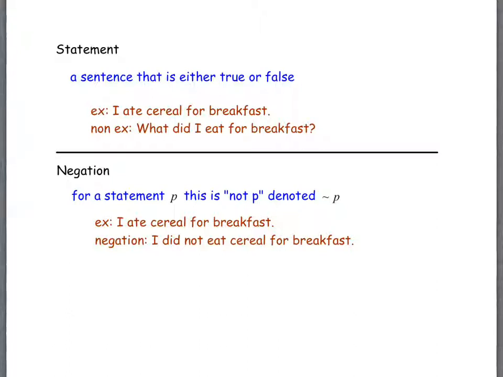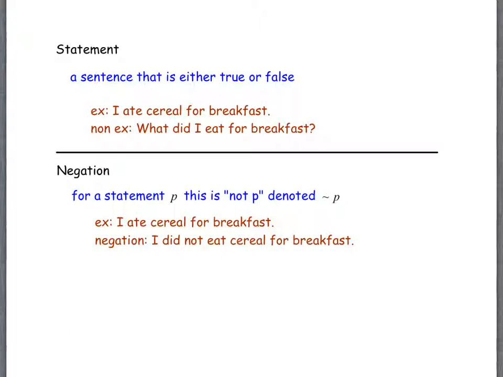A negation, so if we have a statement that we call with this little letter P, and we want to talk about the negation, the opposite of it, we put this little tilde in front of it. We read this as not P, the opposite of P. So for example, sometimes that's very straightforward and easy. I ate cereal for breakfast. The opposite of that is, I did not eat cereal for breakfast.